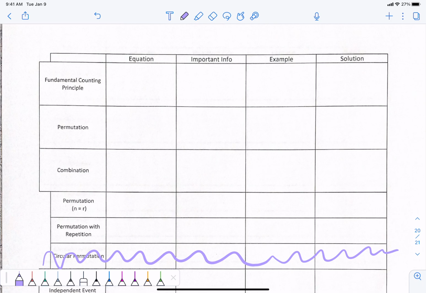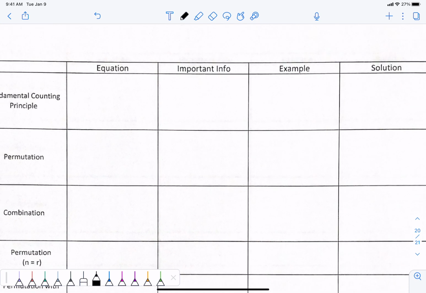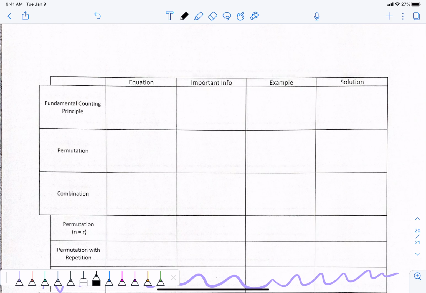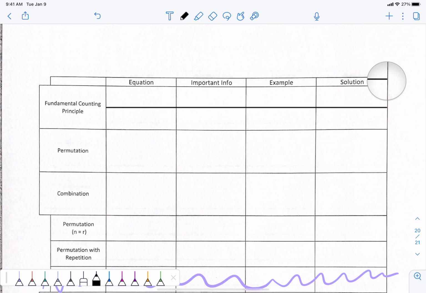Fundamental counting principle, I'm going to start with sectioning this box off just a little bit. I'm going to split it in half, okay? Sometimes you'll have questions on the fundamental counting principle where one is very different than the other, but you use the fundamental counting principle no matter what. Okay, so let me start with the example.